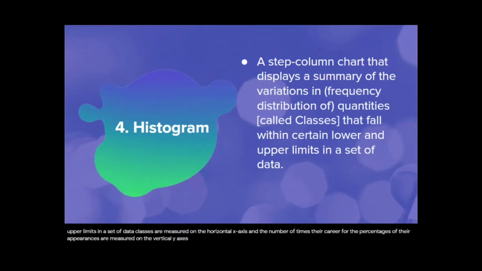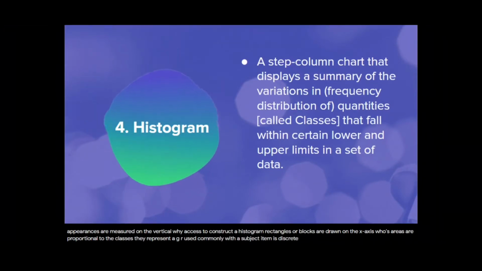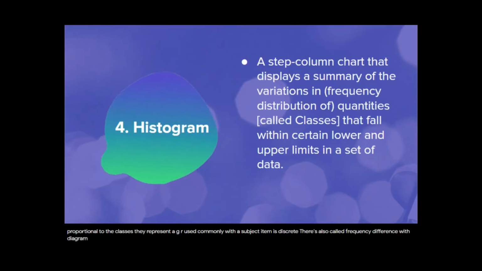To construct a histogram, rectangles or blocks are drawn on the x-axis whose areas are proportional to the classes they represent. Histograms are used commonly where the subject item is discrete, such as the number of students in a school, instead of being continuous, such as the variations of their heights. It is also called a frequency diagram. A histogram is usually preferred over a histograph where the number of classes is less than 8.